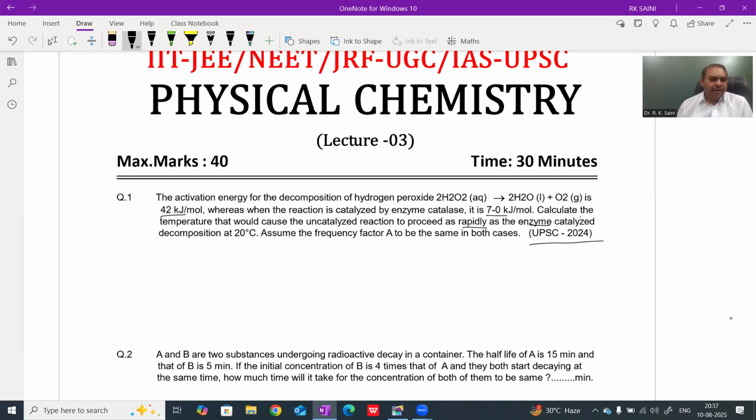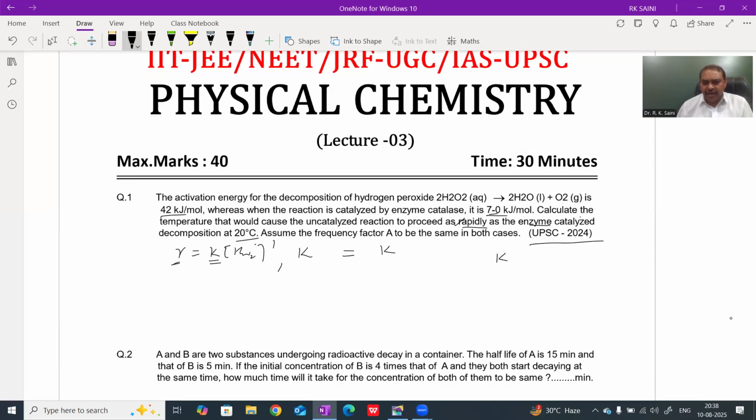It means calculate the temperature at which this reaction proceeds as rapidly as in the presence of catalyst, when the activation energy is 7 kilojoule and the temperature is 20 degrees centigrade. Then we find the temperature for the uncatalyzed reaction at which the reaction will be the same in speed. When the rate is the same, then rate equals K into concentration of H2O2 power 1. When the rate is equal, it means the rate constant is equal. Therefore, K in absence of catalyst and K in presence of catalyst are equal.